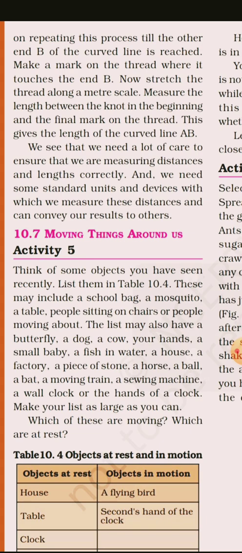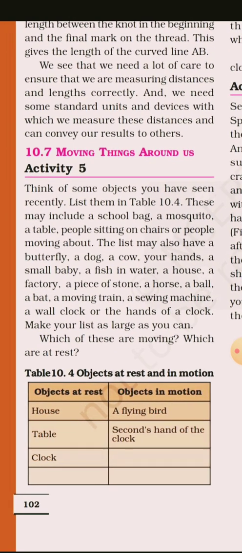10.7 Moving things around us. Think of some objects you have seen recently and list them in a table. These may include a school bag, a mosquito, a table, people sitting on chairs, or people moving about. The list may also have a butterfly, a dog, a cow, your hand, a small baby, a fish in water, a house, a factory, a piece of stone, a horse, a ball, a bat, a moving train, a sewing machine, a wall clock, or the hand of a clock. Make your list as large as you can.